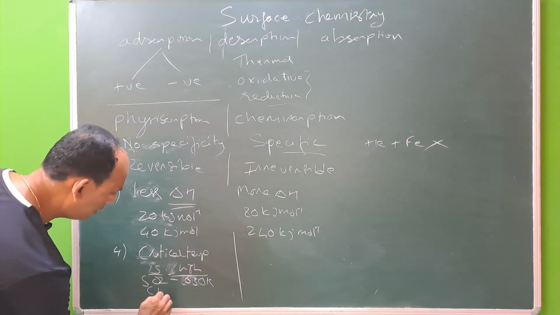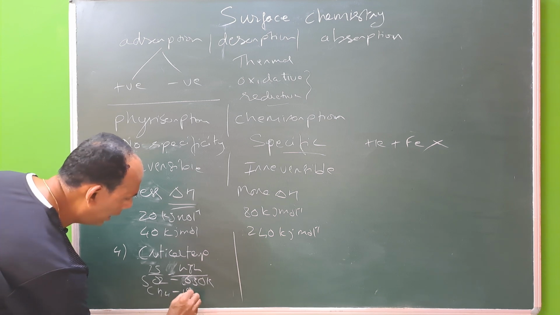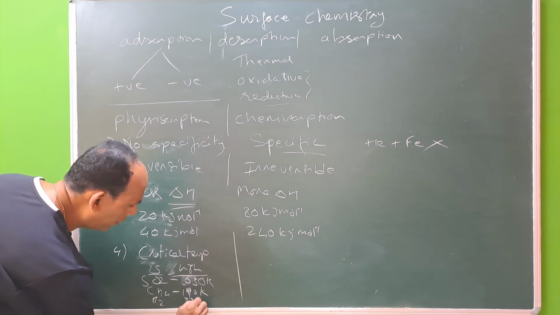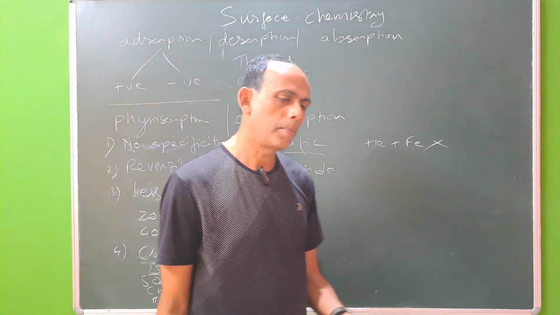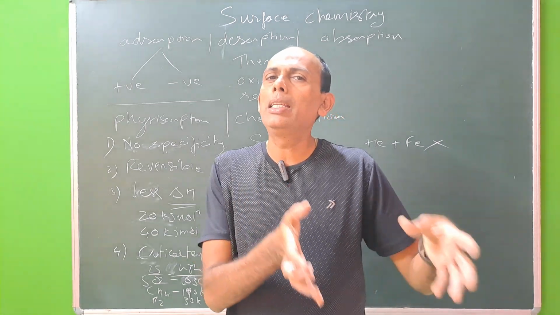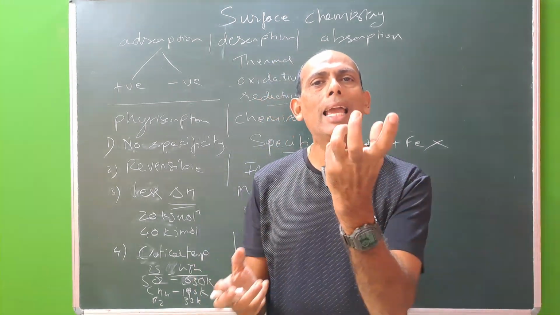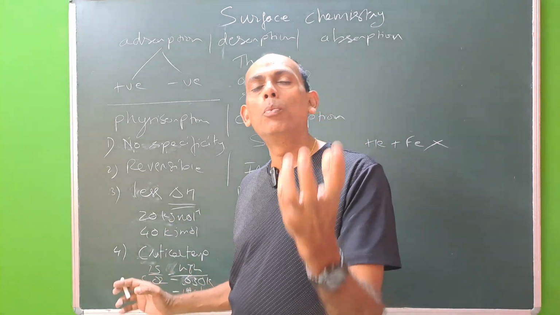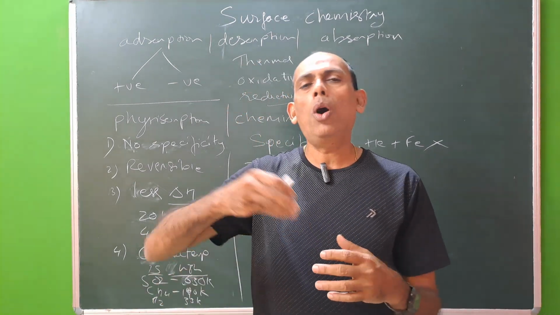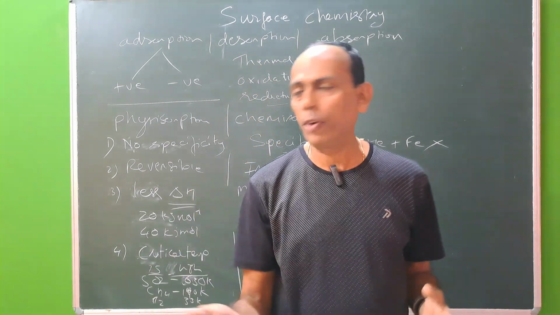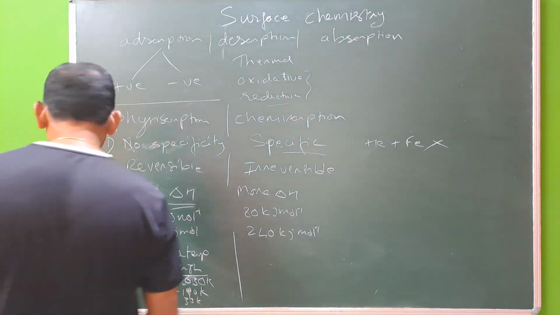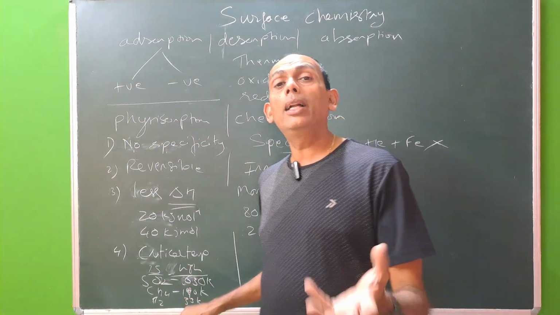I can just write it here: SO2, 630 Kelvin. Methane, 190 Kelvin, and H2 is there, which is 33 Kelvin. I'll explain this to you. What it means is, if you have a gas which can be liquefied easily, those gases can be more easily adsorbed.